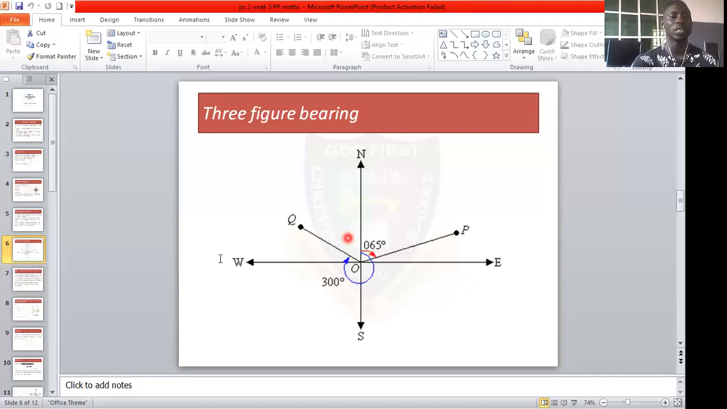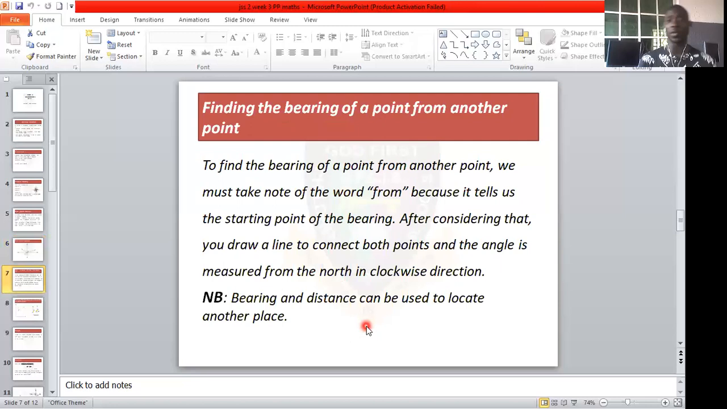So we look at how we can find the bearing of a point from another point. To find the bearing of a point from another point, we must take note of the word "from". That's what I want to emphasize. "From" shows that this is the starting point, where the bearing you are calculating is being calculated from. In any question, look out for the word "from", where the bearing is starting from, because it tells us the starting point of the bearing.